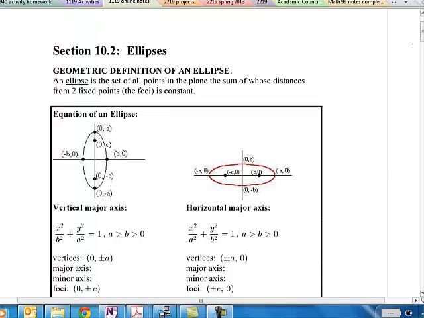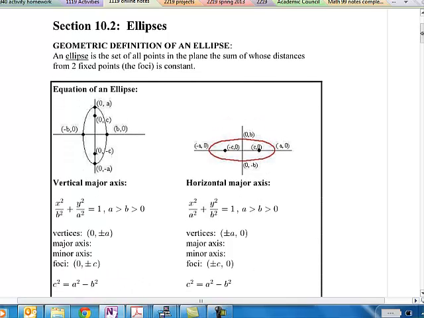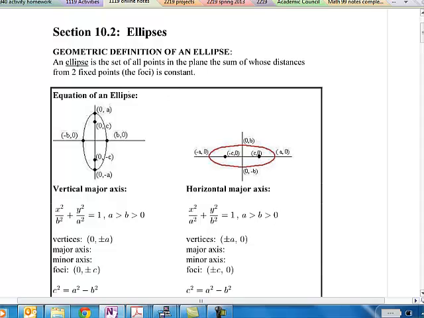In this video, we're going to take a look at the graphs of ellipses. And the first thing we're going to look at is the geometric definition of an ellipse. And that is, an ellipse is the set of all points in the plane, the sum of whose distances from two fixed points, which are called the foci, is a constant. And let's take a look at this picture here, and I'll talk about what that means.